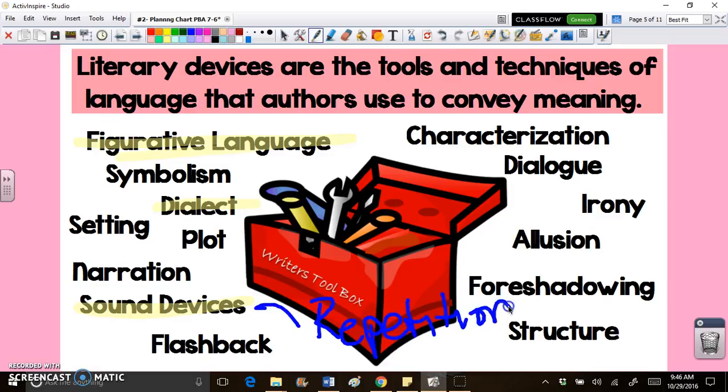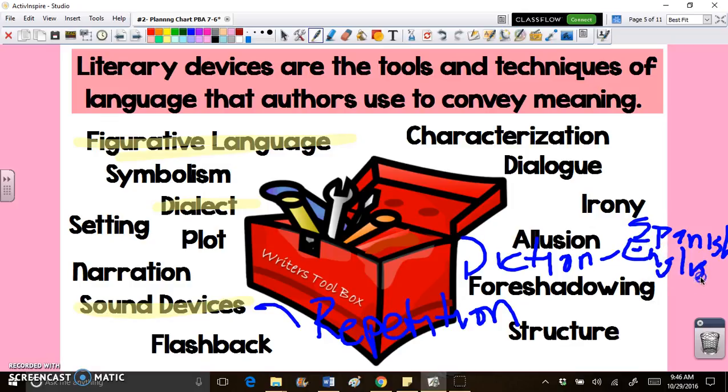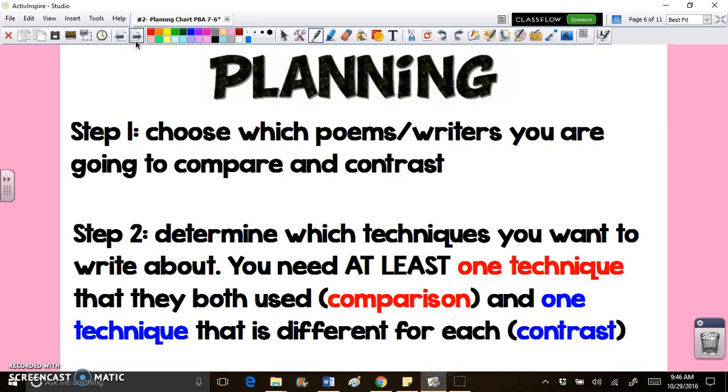Many of the poets use repetition. Julia Alvarez uses diction. Diction should be up here. She has Spanish and English words. That's a technique. She's using it to convey a specific message and her perspective. And of course there are other ones, but just to get us started, those are some of the techniques that the poets use. All right, so now we're ready to start planning.